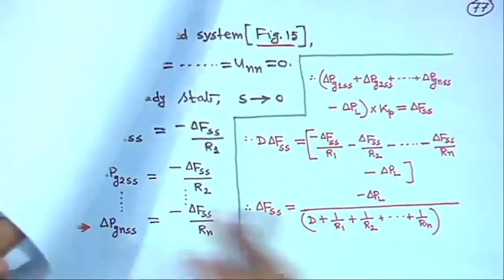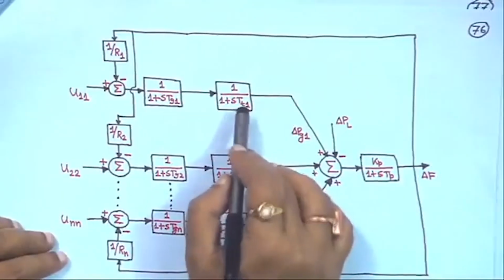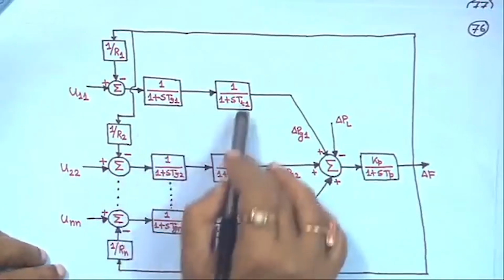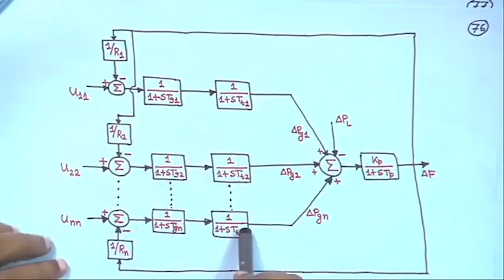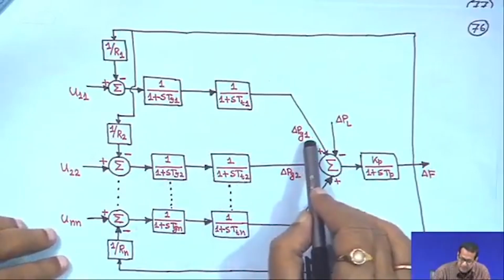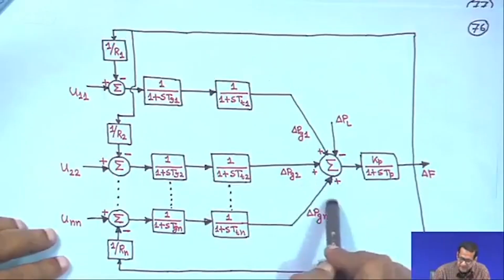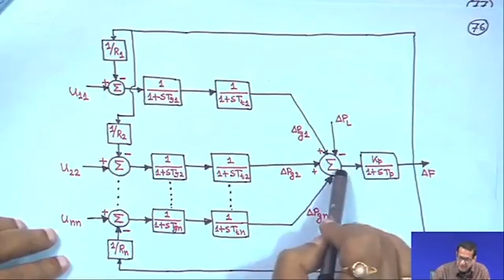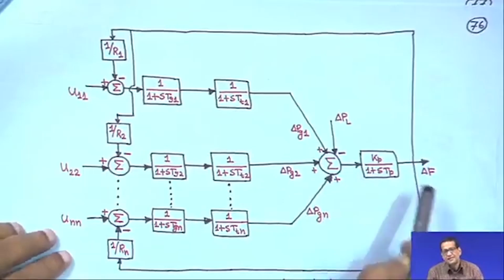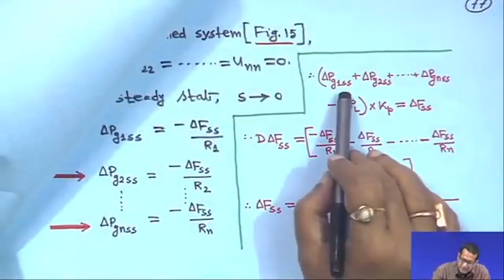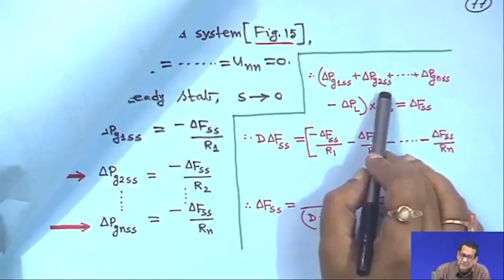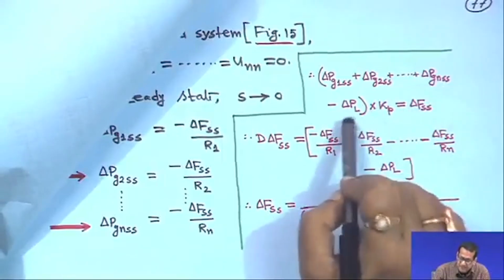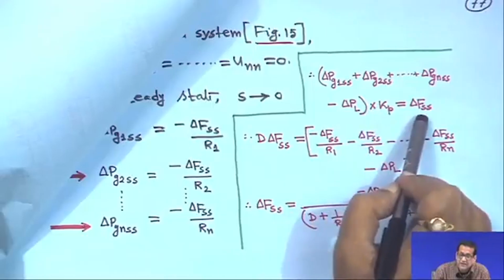Now for the steady state value, when in the block diagram you make s equal to 0, you can do it yourself. So this is 1, this is 1, this is 1, this is 1, this is also 1. And the steady state value delta Pg1 SS, delta Pg2 SS, up to delta Pgn SS, add all, minus delta PL into Kp is equal to delta F SS, right. So here it is delta Pg1 SS plus delta Pg2 SS plus up to delta Pgn SS minus delta PL, bracket close, into Kp is equal to delta F SS.